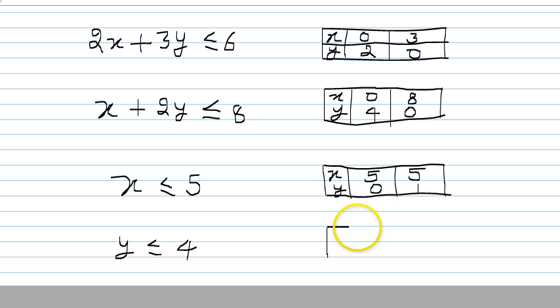Then I'll come to the fourth inequation and draw a table for it. Now I'll write x over here and y over here. This time y is 4, so I'll just write y as 4 straight away, and I can put any value for x. So I'm going to put, say, 0 over here and then 1 over here.